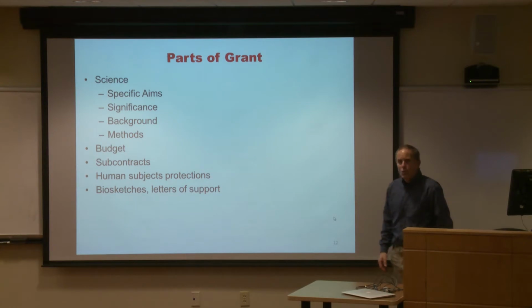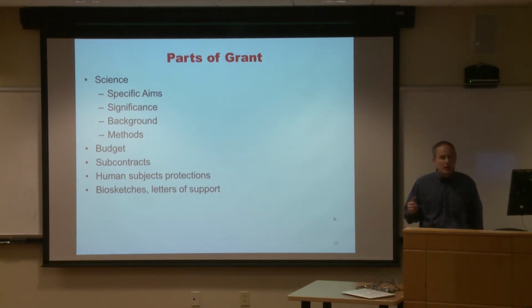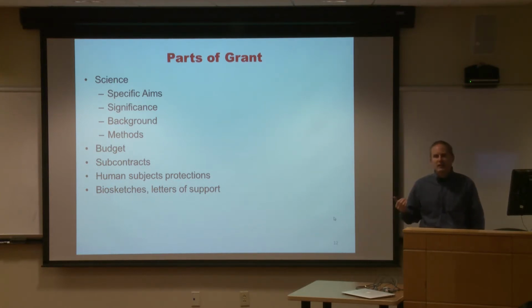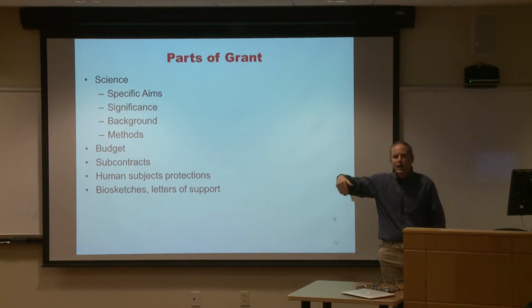All right, so what's a grant look like? Just very briefly. The grant has the scientific part. The scientific part of a grant is the specific aims, which is usually one page, which is a rough outline of what you're going to do. It says all the main things you're going to do, plus a little bit of the background and significance for why you're doing it.